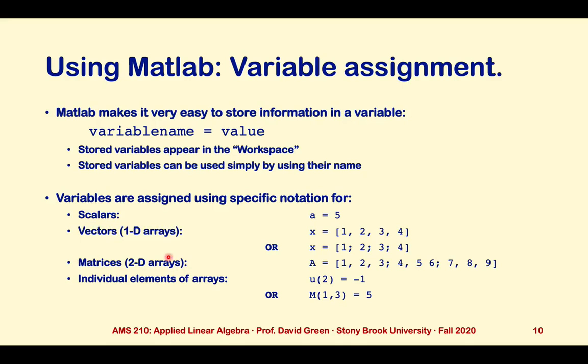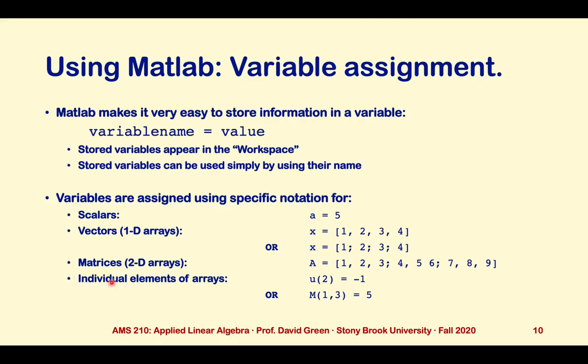Matrices, or 2D arrays, are written with the variable name equals, again, square brackets. We enter a row at a time and then separate the rows by semicolons. So 1, 2, 3 would be the first row. 4, 5, 6, we should have a comma there, would be the second row. 7, 8, 9 would be the third row.